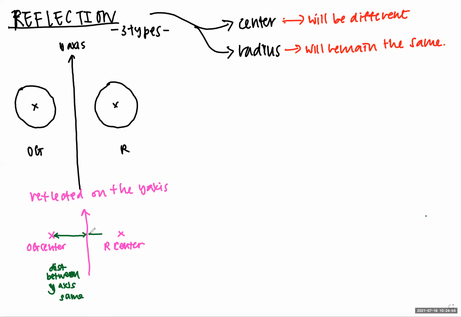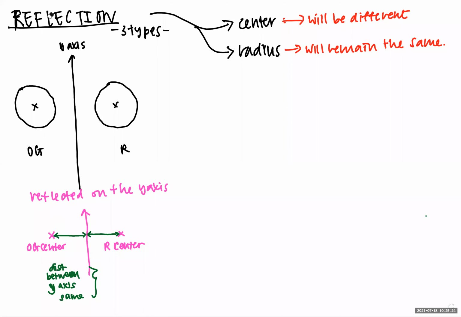Correct? The distance from the y-axis is the same. So if the distance from the y-axis is the same, are we looking at the x value or the y value? So let's say over here is -4, 2. I know the distance is the same. So should I be focusing on -4 or should I be focusing on 2? Which one should I be focusing on?